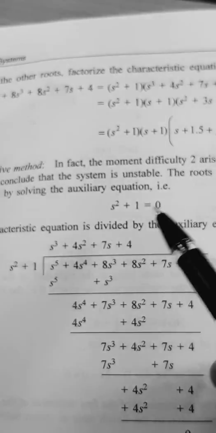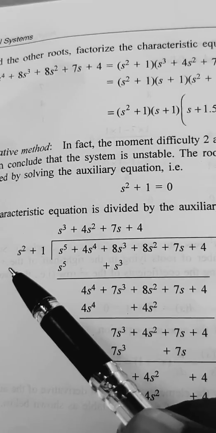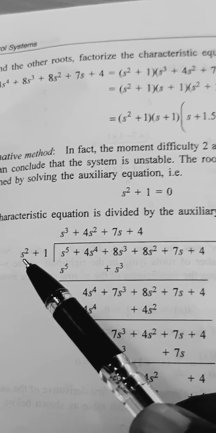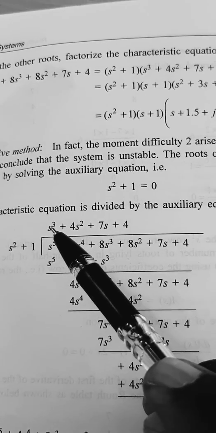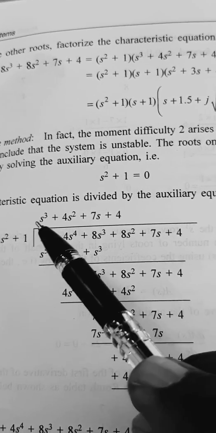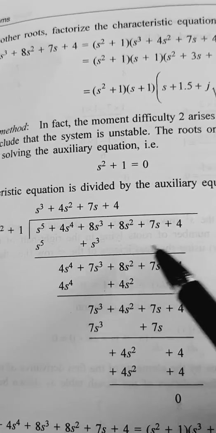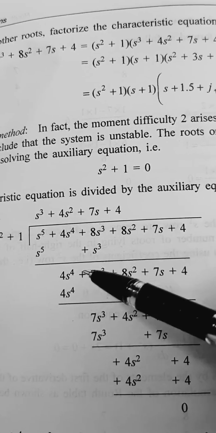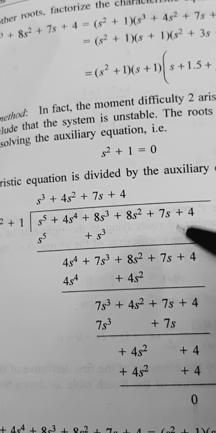Now the alternate method: you have s square plus 1. This is your characteristic term. You divide this by s square plus 1. First, you need to make the first element the same. For that, you should use s raised to 3, s raised to 5, s raised to 3. So you need to subtract this from this. Remaining all positions, you consider as 0. So you will get 4s raised to 4 plus 7s raised to 3, 8s square, 7s, 4.